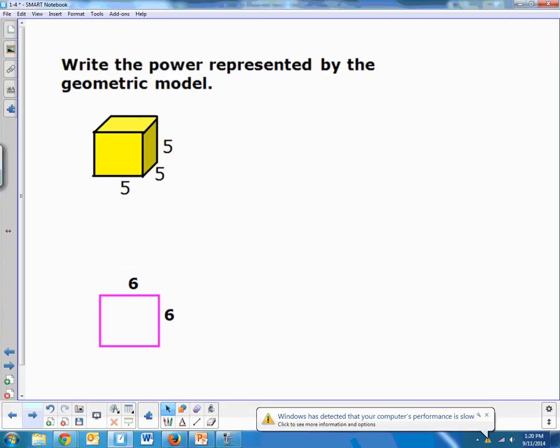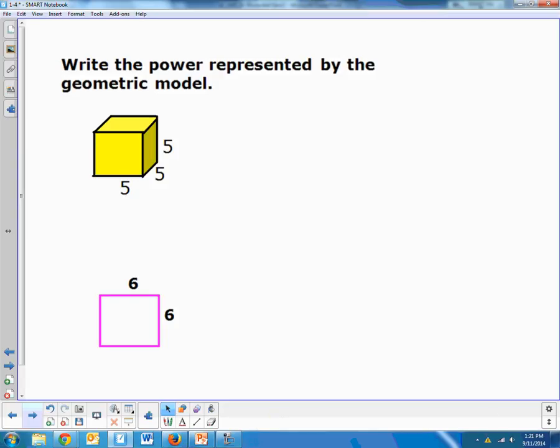Moving on though, so that was some vocabulary. Part of your assignment and part of your pre-test, post-test, etc. will say write the power represented by this geometric model. So we've got this geometric model, this geometric shape, either 2-dimensional or 3-dimensional. And if you look, we've got a cube here, and all the sides are 5.